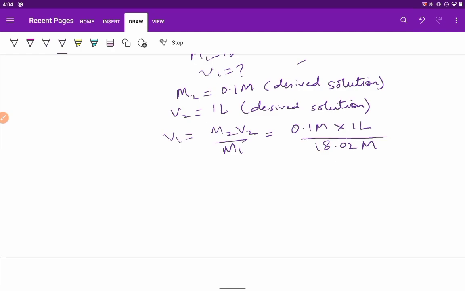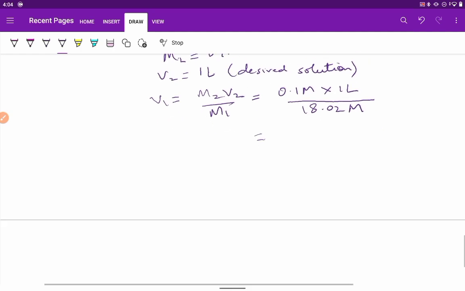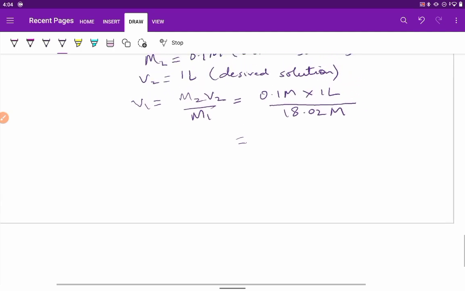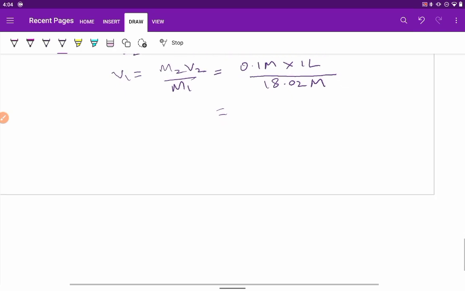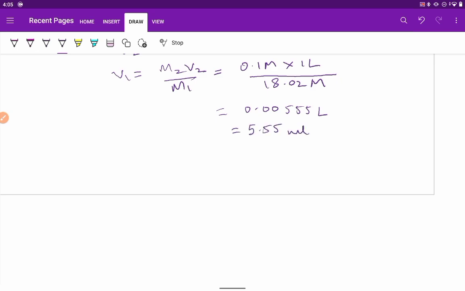On calculating, you can do this division. Please see how much you are getting. We'll find around 0.00555 liters. That is around, if you convert it into ml, 5.55 ml.